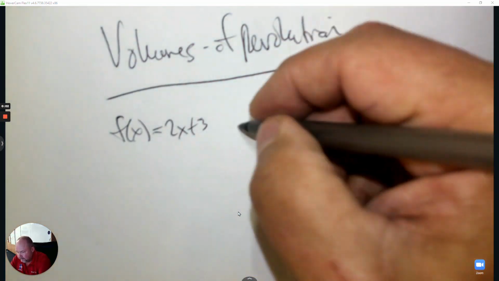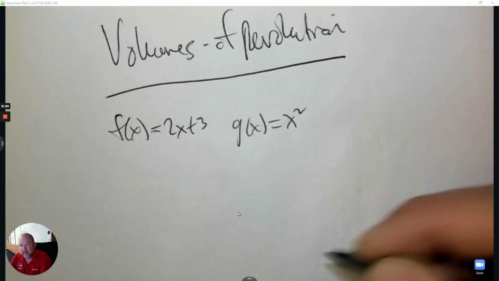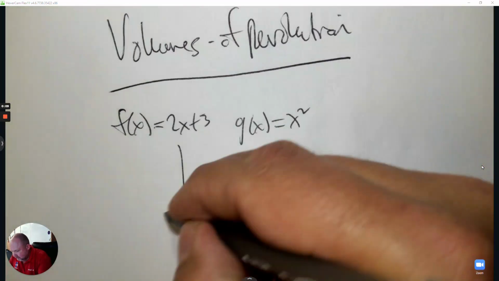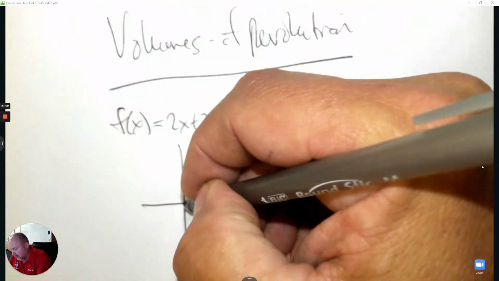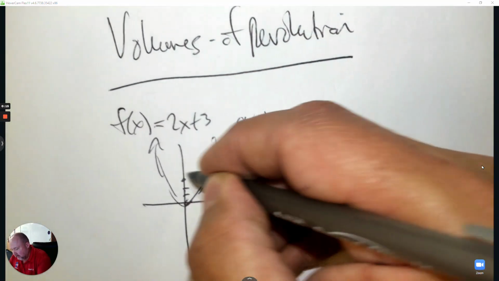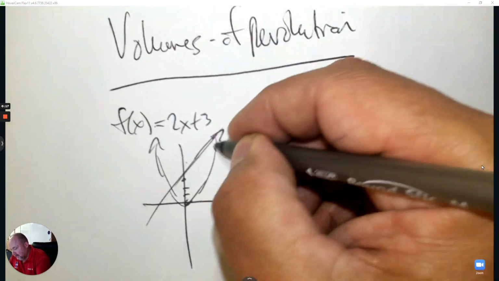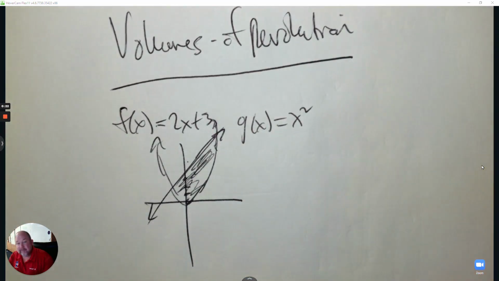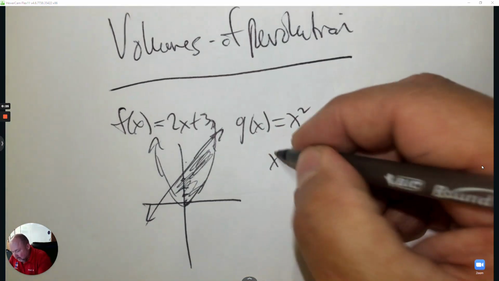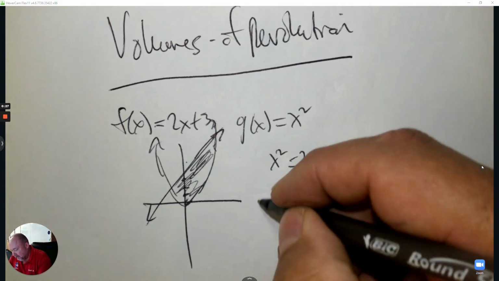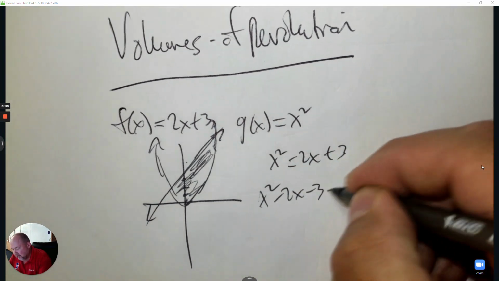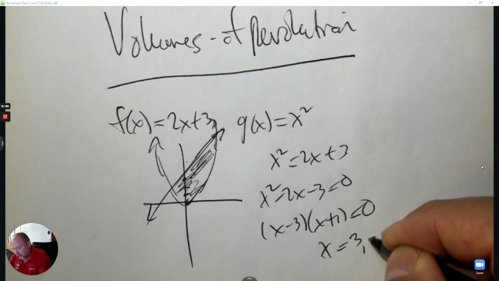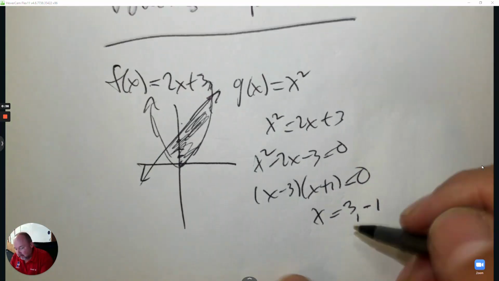Alright, I'm going to start with the same two equations that I did for known cross sections, and I'm going to graph them. So I know x squared and then 2x plus 3, and it's a sketch in terms of what it'll look like. I want to know what top subtract bottom is. Now, if I make them equal to each other, just like last time, that's finding the limits of my integration. And so all of that's important.